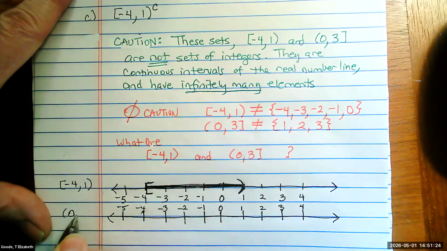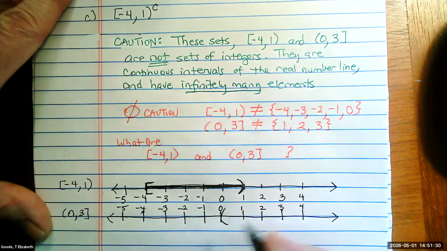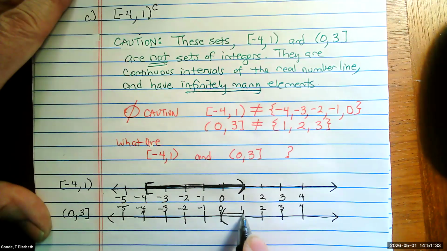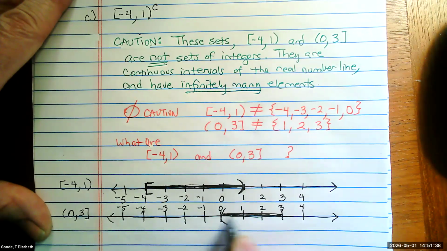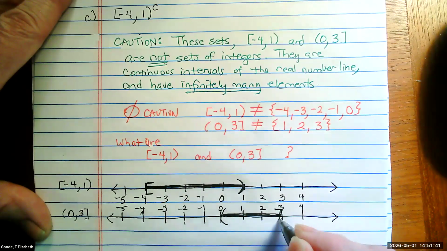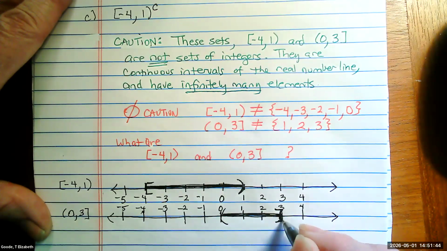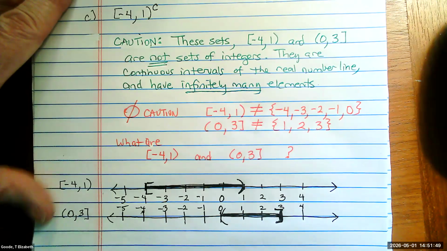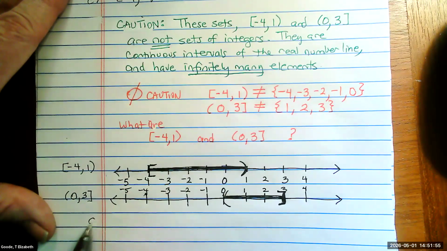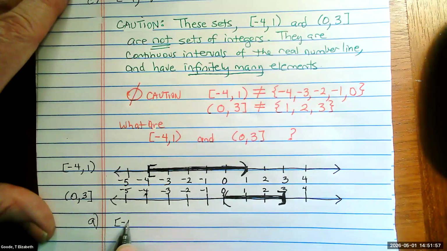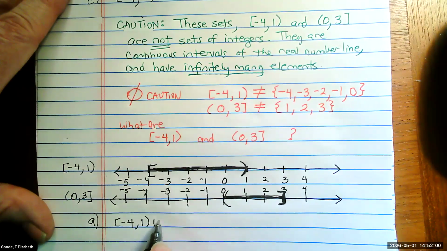In the set soft 0, 3 square bracket, we're not including 0, but everything that's bigger than 0 up to and including the 3. So these are the two sets we're looking at, and they're both infinite sets, okay? They have infinitely many elements. And it's critical to understand that when we're trying to find solutions to, like, what is the first set union the second set.